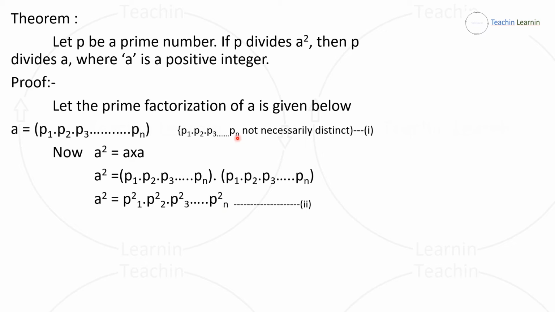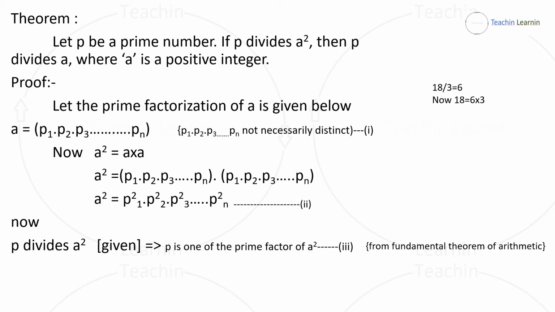To refer in other slides, we have named these two statements as statement 1 and statement 2. Now it is given that P divides A square. So P divides A square. What does it mean? P is one of the prime factors of A square.